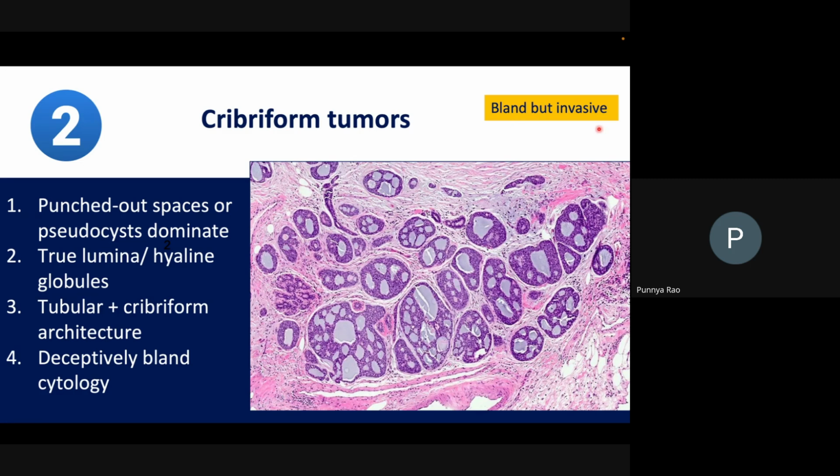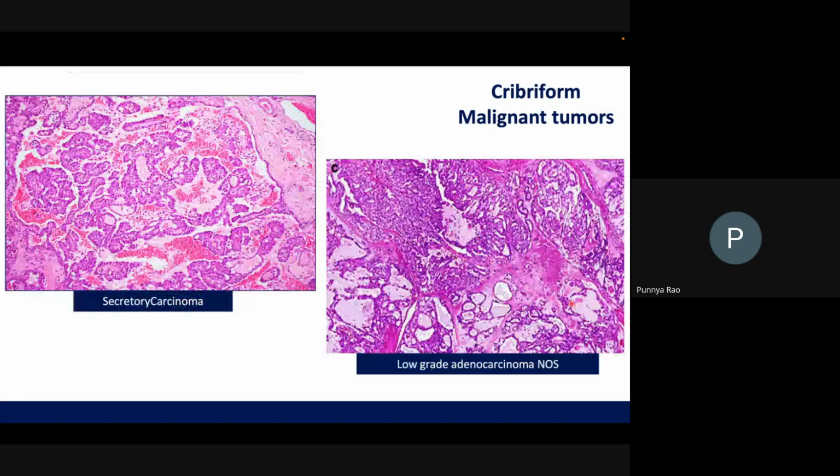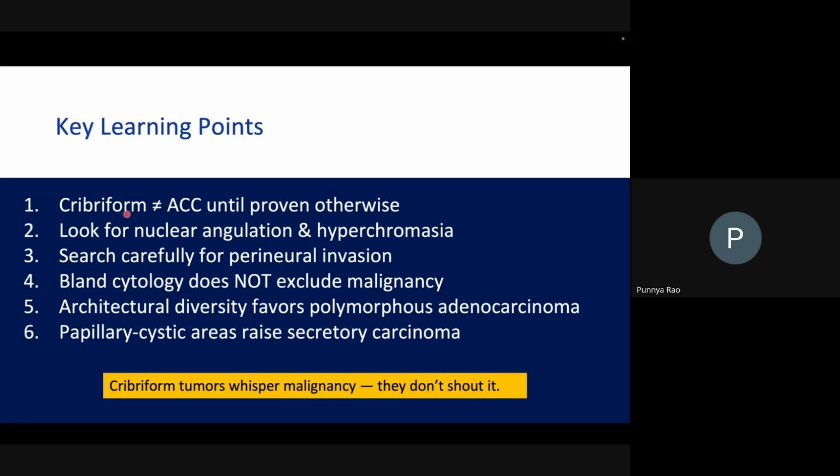So what comes under these? You have adenoid cystic carcinoma, polymorphous low-grade adenocarcinoma, secretory carcinoma, and low-grade adenocarcinoma not otherwise specified. All of them have this cribriform-like appearance. The cells appear to be deceptively bland, but they invade. So cribriform is not always ACC, remember, until proven otherwise. Most commonly seen in ACC, but you can also see it in other tumors.